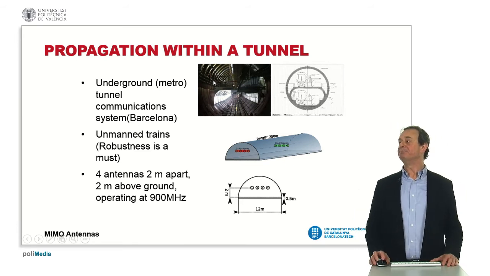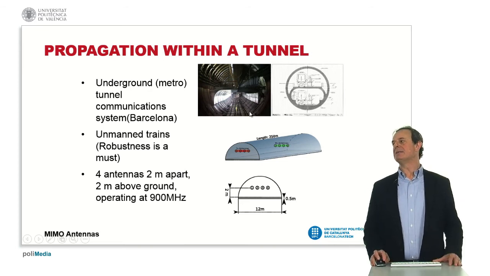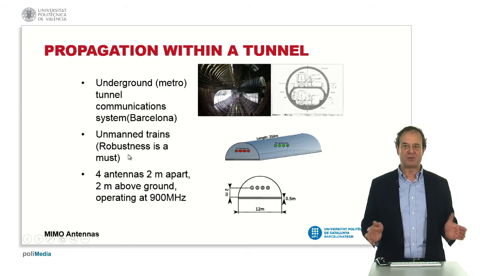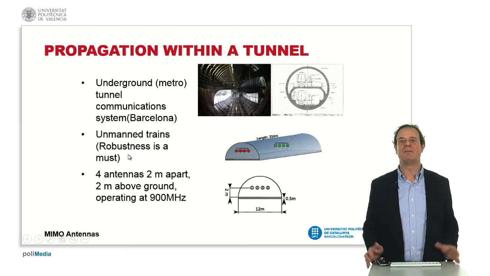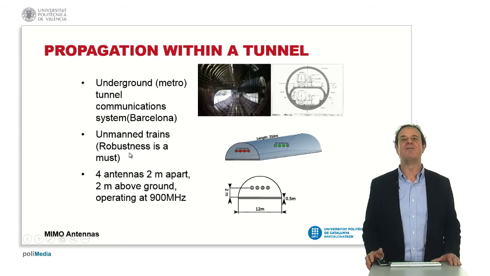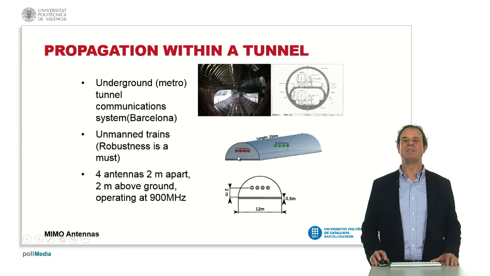That corresponds to an underground metro tunnel communication system in Barcelona. The system is planned for unmanned trains. So because the trains are unmanned, we have to be sure that the communication system is alive all the time. So we need a lot of robustness. And then we studied, let's say, the behavior of the channel.